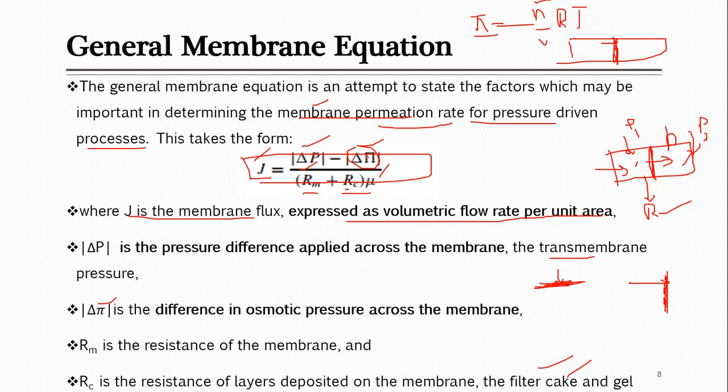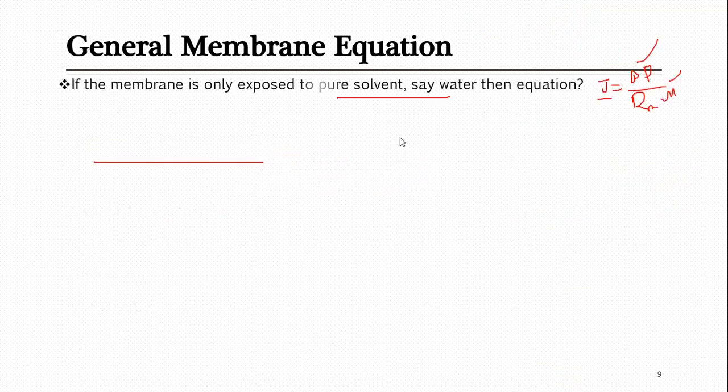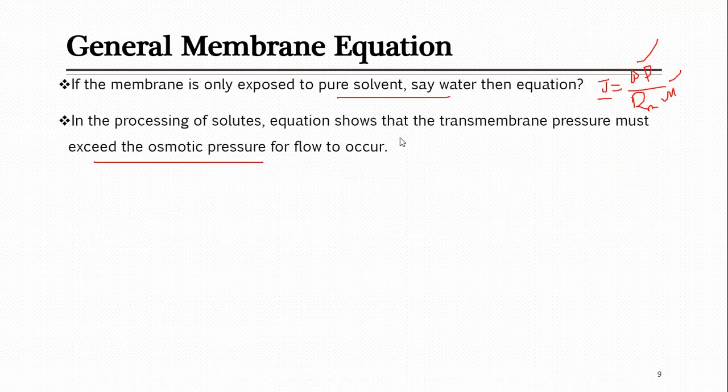If we know the osmotic pressure and the pressure on both sides of the membrane, then we can apply pressure on one side. With the help of this, more flux will take place and the amount of permeate will be higher. So from here you get the idea that if the pressure difference across the membrane is higher, more flux will take place, and more of the component, for example solvent, will pass through and you will get more of that material.